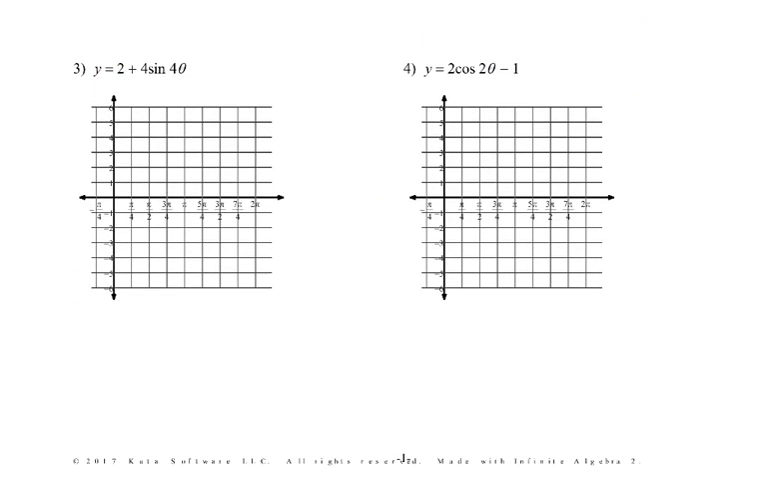So let's take a look at 3. So now we've got 2 plus, so our midline is at positive 2. So positive 2, we draw our midline. Okay, our amplitude is 4, so instead of just going up 1, we're going to go up 4 from that midline and down 4 from that midline.